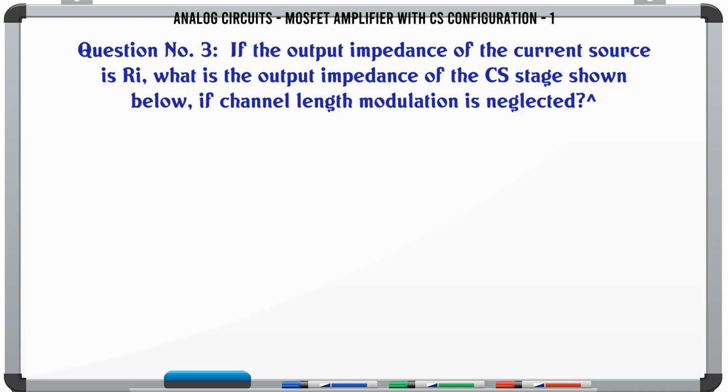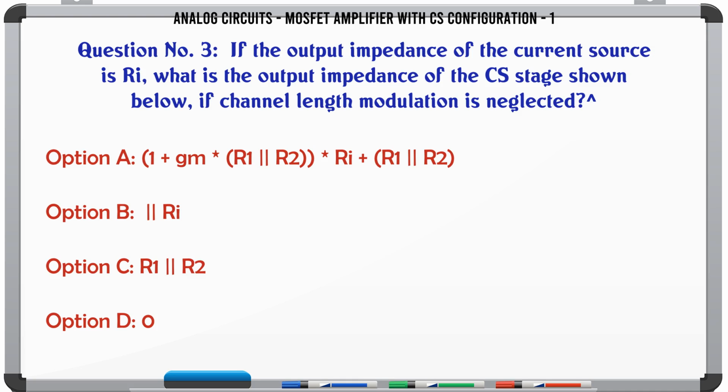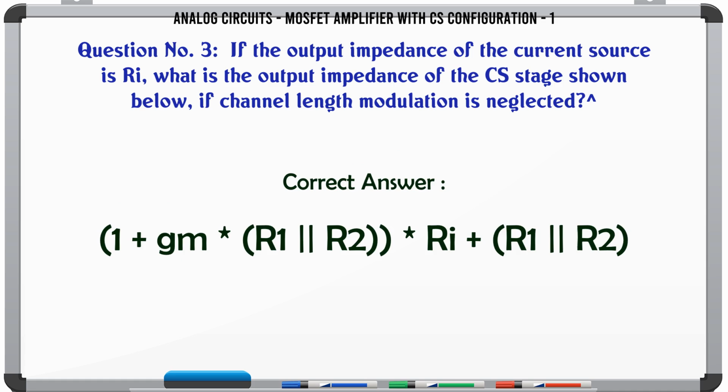If the output impedance of the current source is Re, what is the output impedance of the CS stage shown below if channel length modulation is neglected? A 1/gm ∥ R1 ∥ R2 ∥ Re ∥ R1 ∥ R2, B R1 ∥ R2 ∥ rho ∥ Re, C R1 ∥ R2, D 0. The correct answer is 1/gm ∥ R1 ∥ R2 ∥ Re ∥ R1 ∥ R2.